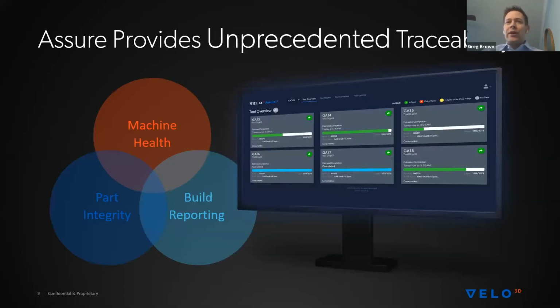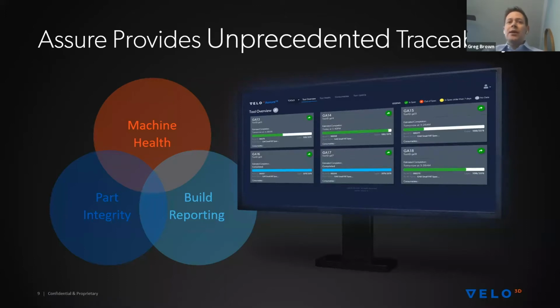So Assure, we think it provides unprecedented traceability in the market today. There are three main aspects of what you get out of Assure. The first aspect is machine health, and I'll talk about that in more detail. But basically, before you start a print, you want to know if your machine is in spec and in calibration, and that there are no deviations. Because if you start a print on a bad machine, you're guaranteed to get a bad part out the other end. So that's sort of step one.